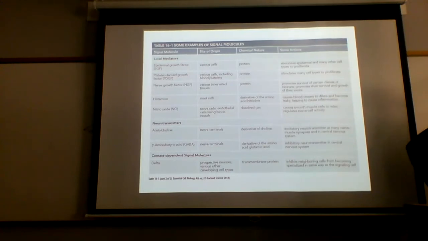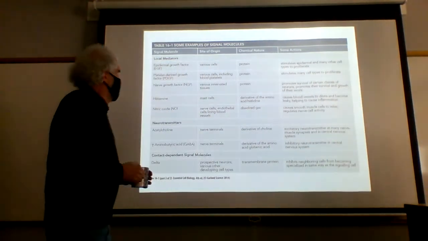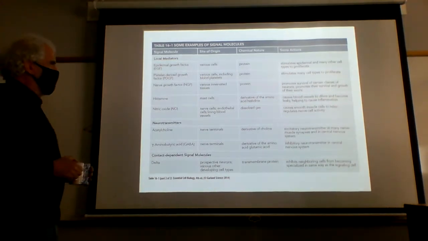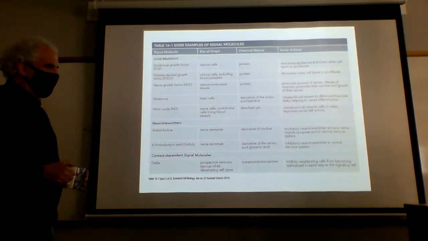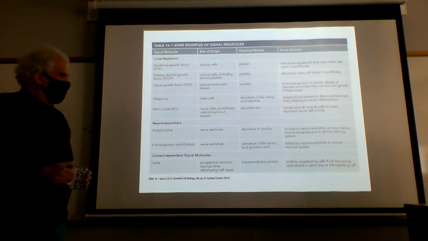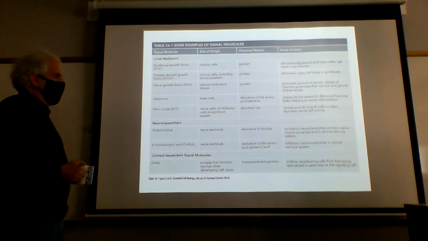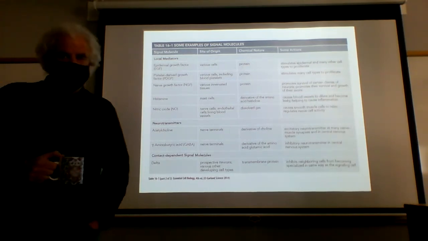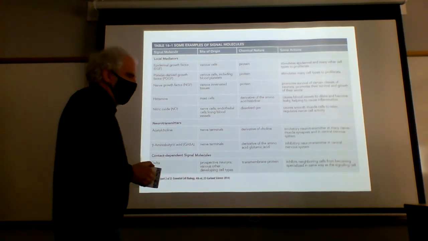All right, and now more signal molecules. These are different kinds of peptide hormones. Many of these you've heard of. Things like epidermal growth factor, platelet-derived growth factor, nerve growth factor. Histamine causes blood vessels to dilate and generally leads to inflammation, and so you could take an antihistamine. Nitric oxide is one that we don't go into too much, but nitric oxide is a gas, and it is a smooth muscle relaxant.